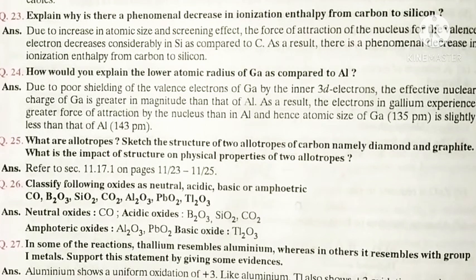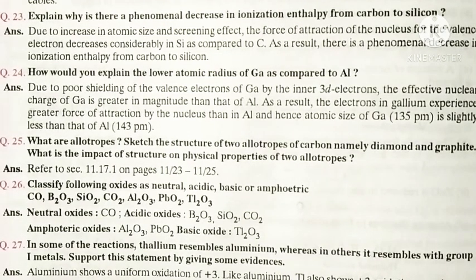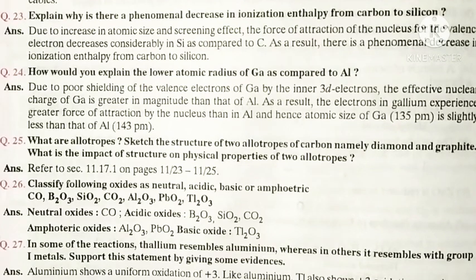How would you explain the lower atomic radius of gallium as compared to aluminium? We know that due to poor shielding of the valence electrons of gallium by the inner 3d electrons, the effective nuclear charge of gallium is greater than that of aluminium. As a result, the electrons in gallium experience a greater force of attraction by the nucleus than in aluminium. So the atomic size of gallium, 1.35 angstrom, is slightly less than that of aluminium, 1.43 angstrom.